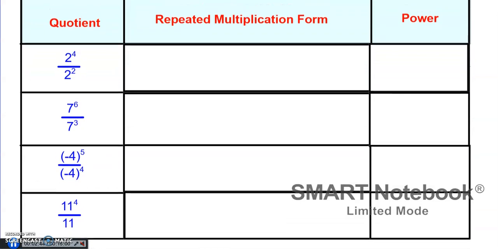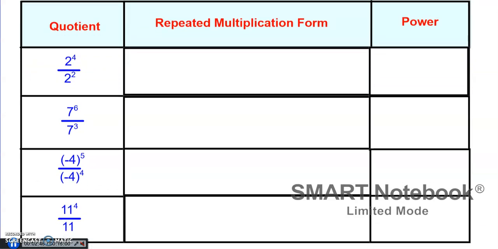So here is the chart to copy down. Please pause it, copy down, and we're going to fill it in together. All right, so if you're hearing my voice, that means you have copied down the chart, and we're going to be filling it together.